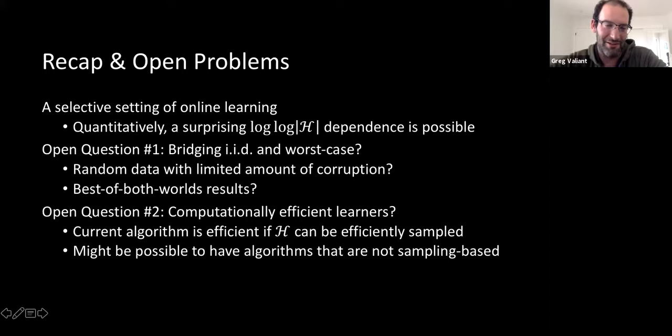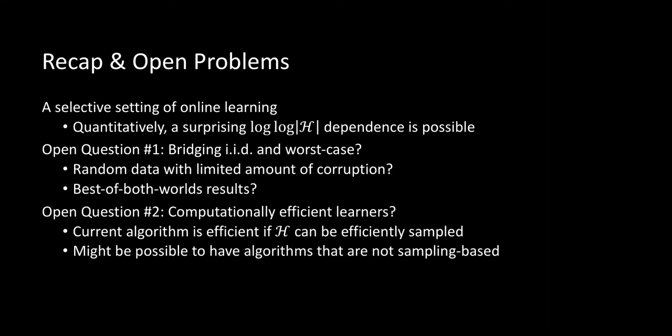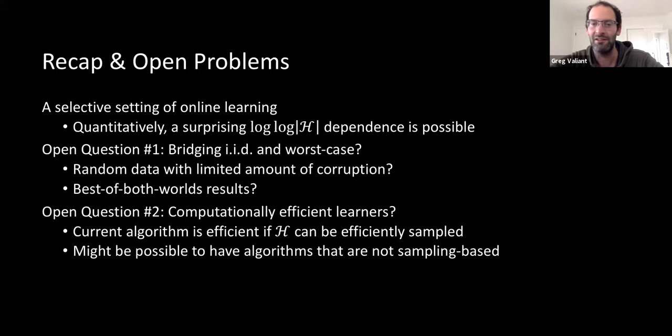So I guess there are a bunch of open questions. One higher level one is bridging this gap between independent data versus worst case data. I don't know of any great models where you have the sequential setting that's basically IID, but with some limited amount of corruption. And I'm not sure to what extent you can hope to recover 1 over n versus 1 over log n.